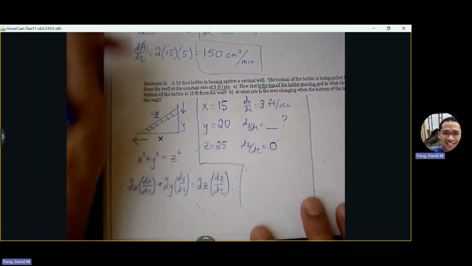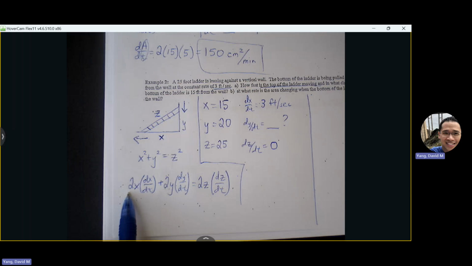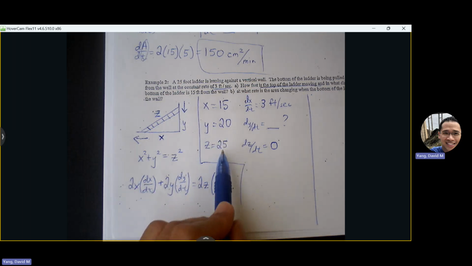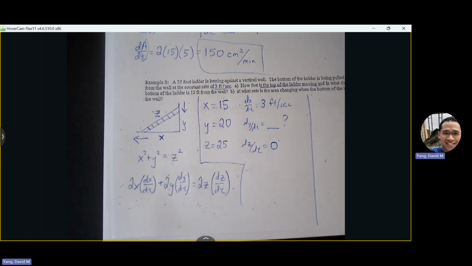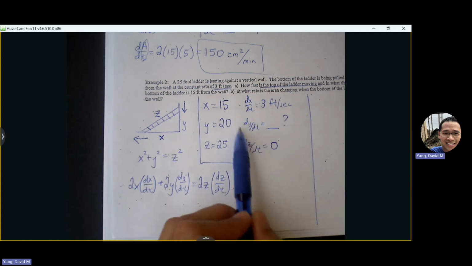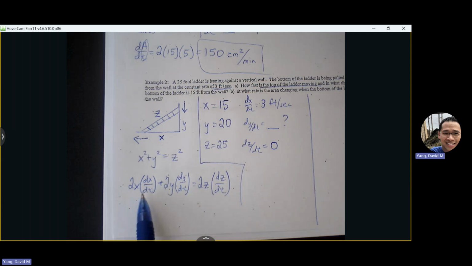Okay, so now everything can plug into our equation here. So go ahead and try that. Replace your x with 15, replace y with 20, replace z with 25, replace dx dt with 3, replace dz dt with 0. We should be able to solve for dy dt because that's the only leftover variable in our equation.